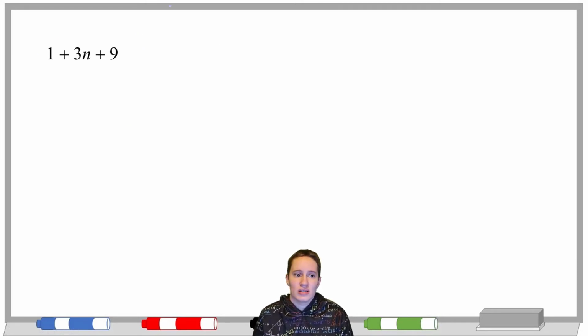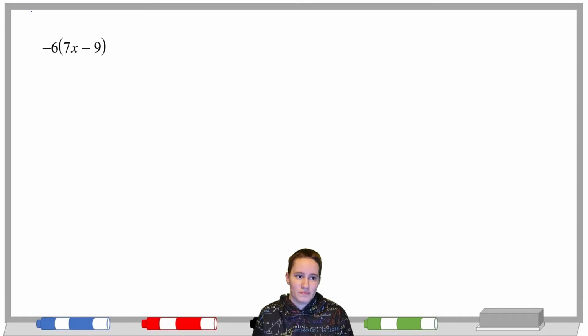1 plus 3n plus 9. Well, our like terms here are the 1 and the 9. So the 3n doesn't have anything to add with it, so it just gets to stay 3n. 1 plus 9 would give us 10. Easy peasy? Hopefully. Let's look at distributive property.